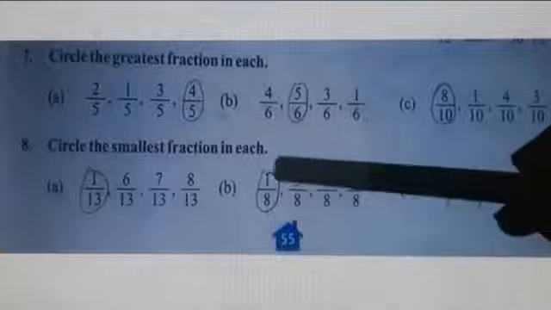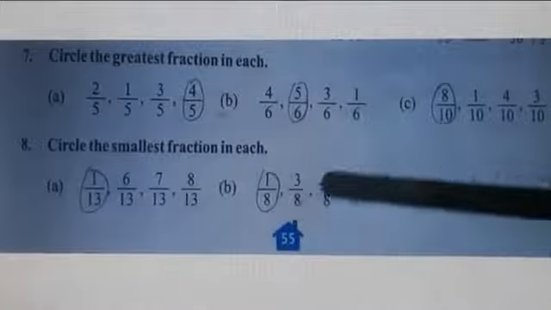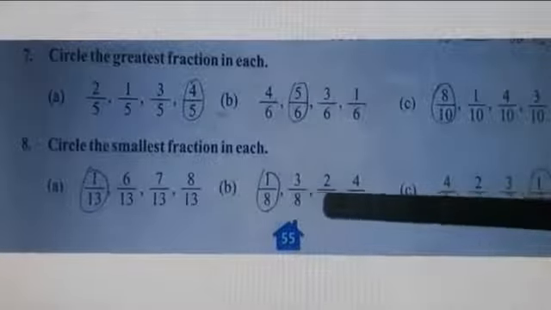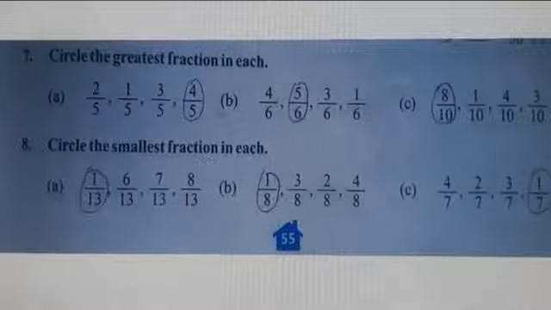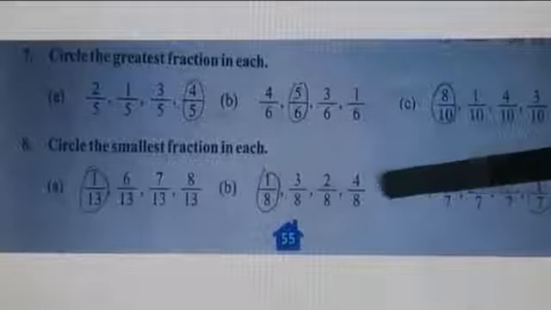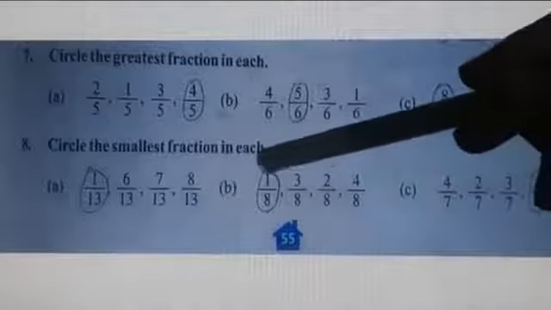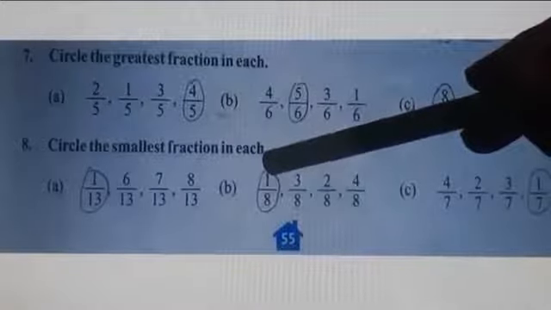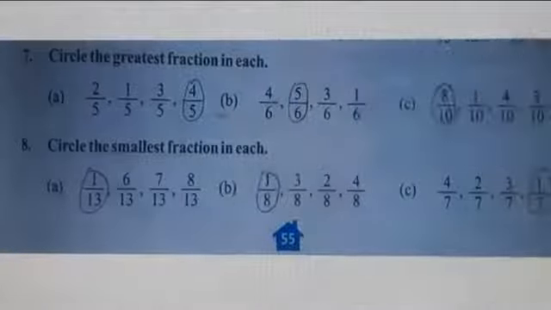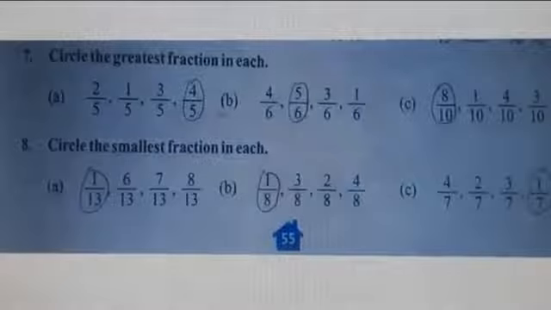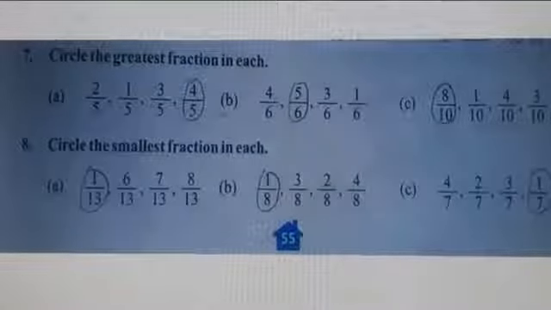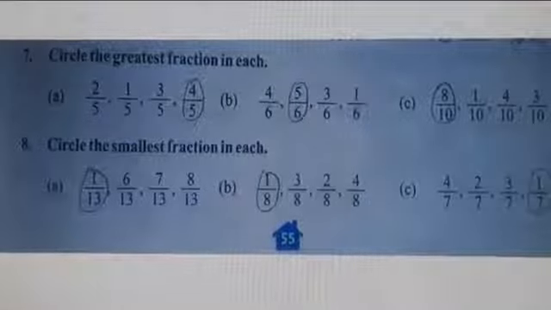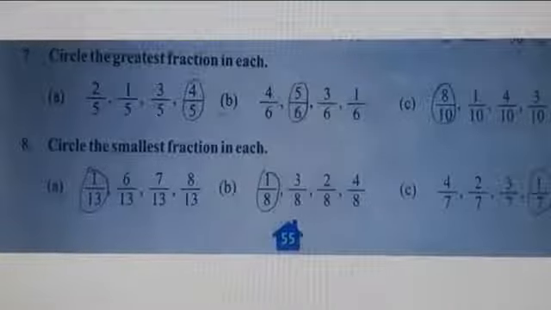Now B part. 1 upon 8, 3 upon 8, 2 upon 8, 4 upon 8. Denominators are same. 8, 8, 8 and 8. So we will check numerators. Numerators are 1, 3, 2, 4. 1 is a smaller numerator. So the smallest fraction is 1 upon 8. Understood? Very good. You have done it in the previous class also. Okay. So you have to revise carefully now.